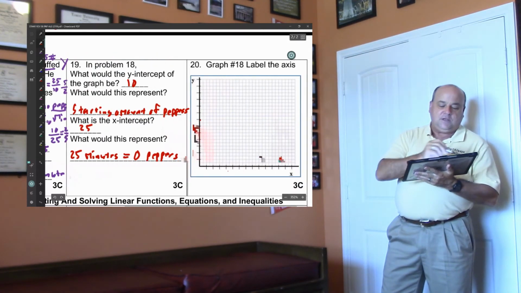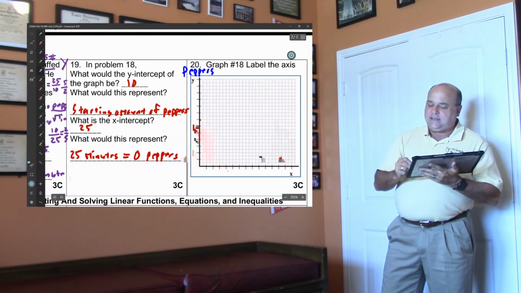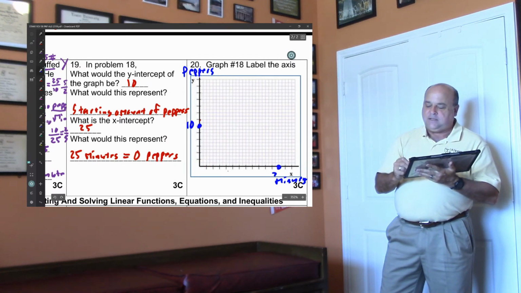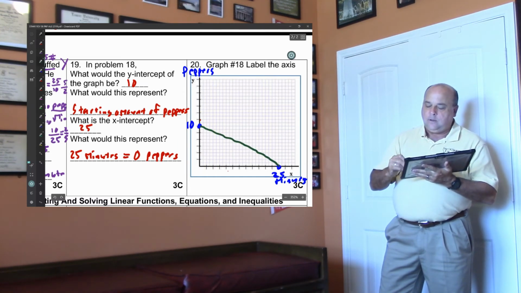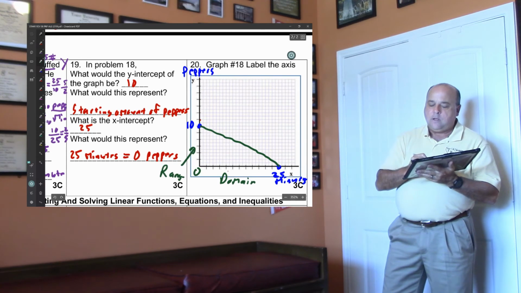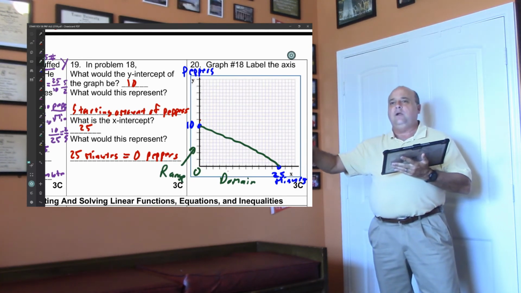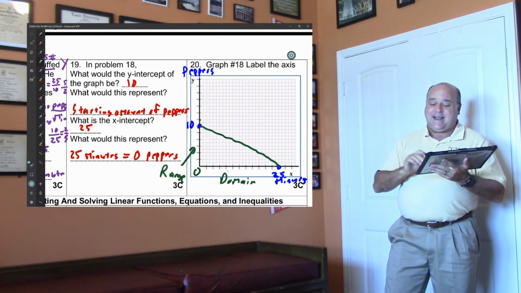Now then, let's go graph this. So on my y-axis, I would have peppers. And on my x-axis, I would have minutes. And I'm going to start off with 10 peppers, and it's going to take me 25 minutes to eat them all, right? And then I would connect those dots with a line. And then put 0 right here. This would be my domain, and this part right here would be my range, would it? Okay, so I start off with 10 peppers, and I keep going down. Every 2.5 minutes, I'm going to eat 1 pepper. At 25 minutes, I'll be out.